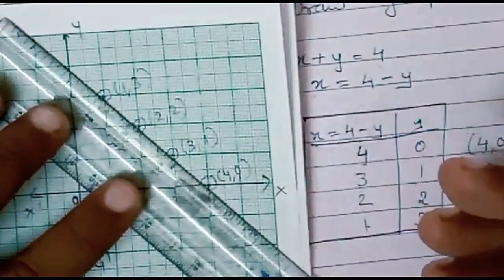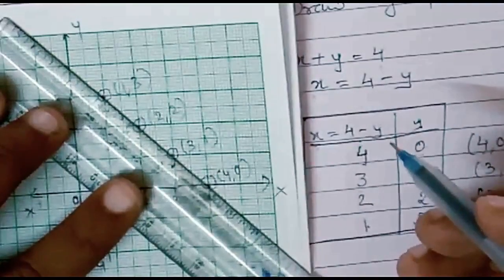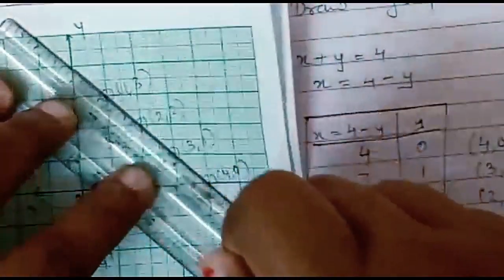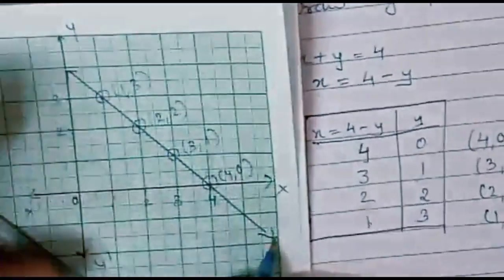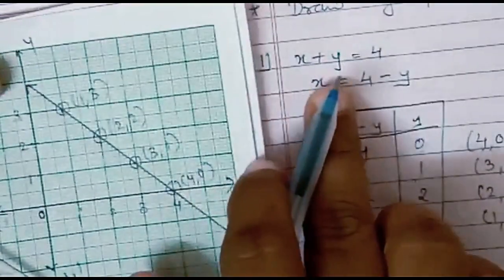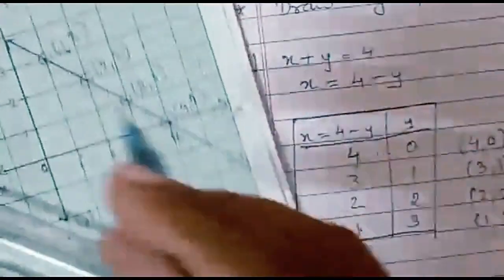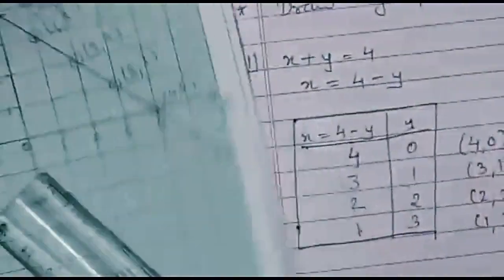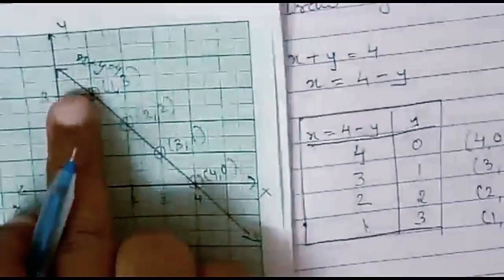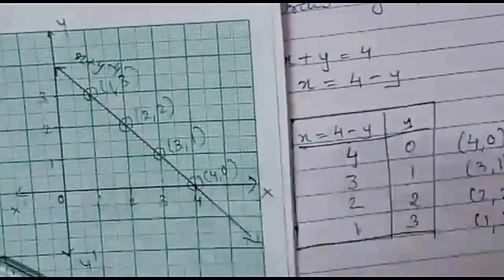With the help of a scale, you can just join them and draw a line. So this is your line. Don't forget to draw arrow on both the sides. Okay, and you can represent the equation. The real equation was x plus y is equal to 4, so you can write this as x plus y is equal to 4. Okay, so this line represents the equation x plus y is equal to 4.